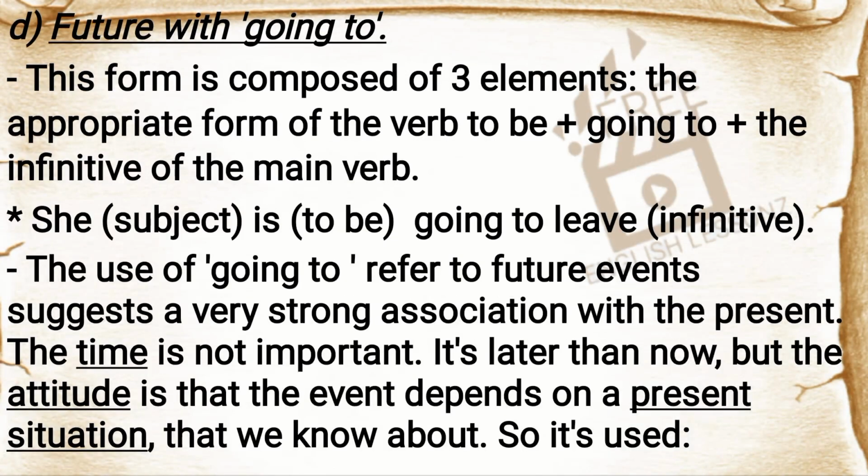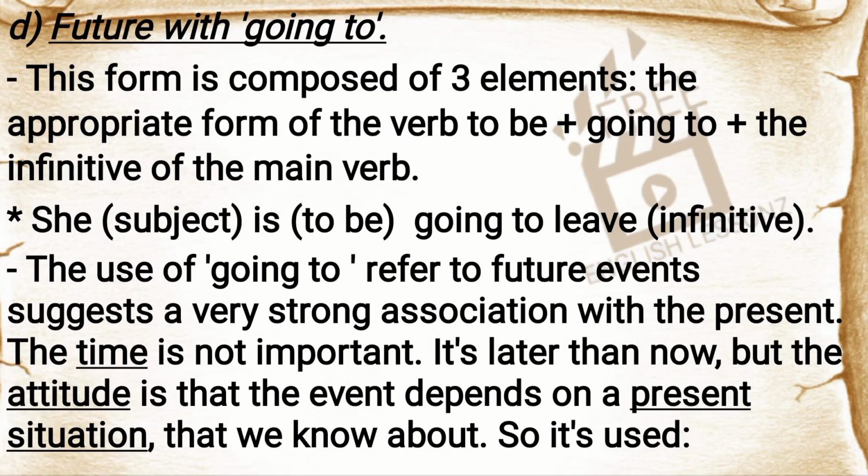D, future with going to. This form is composed of 3 elements: the appropriate form of the verb to be plus going to plus the infinitive of the main verb. Example: she, subject, is, to be, going to leave, infinitive. The use of going to refer to future events suggests a very strong association with the present. The time is not important. It's later than now, but the attitude is that the event depends on a present situation that we know about.